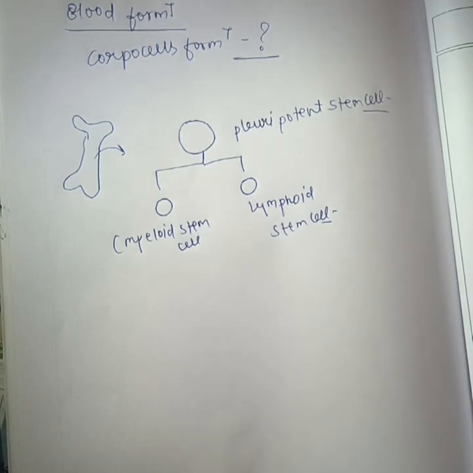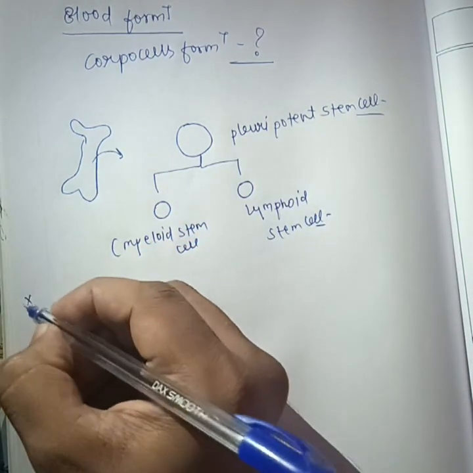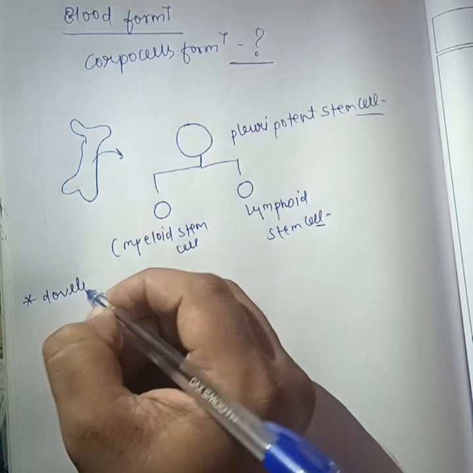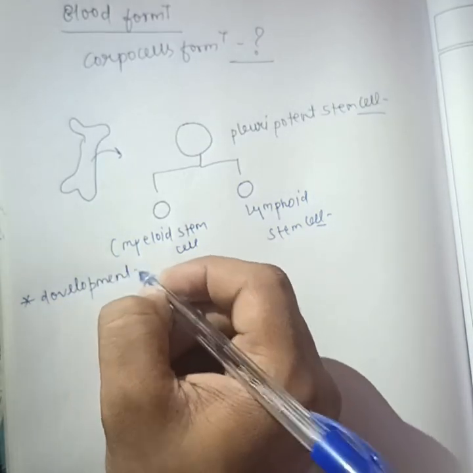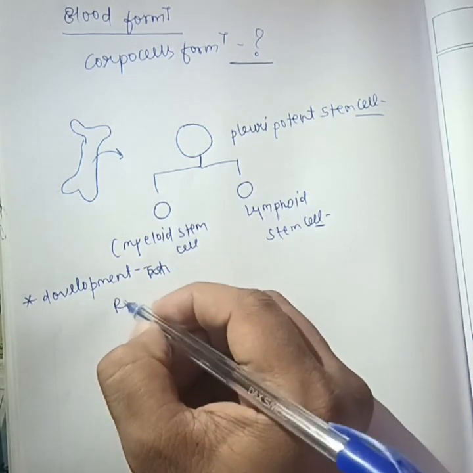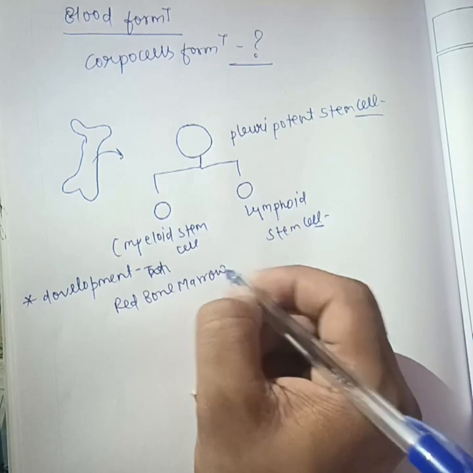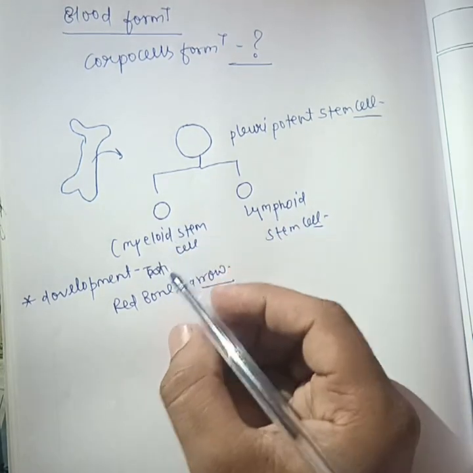They develop in the red bone marrow and give rise to the red blood cells (RBC), platelets, monocytes, neutrophils, eosinophils, basophils, and mast cells, and also the natural killer cells. This myeloid stem cell starts its development in the red bone marrow.